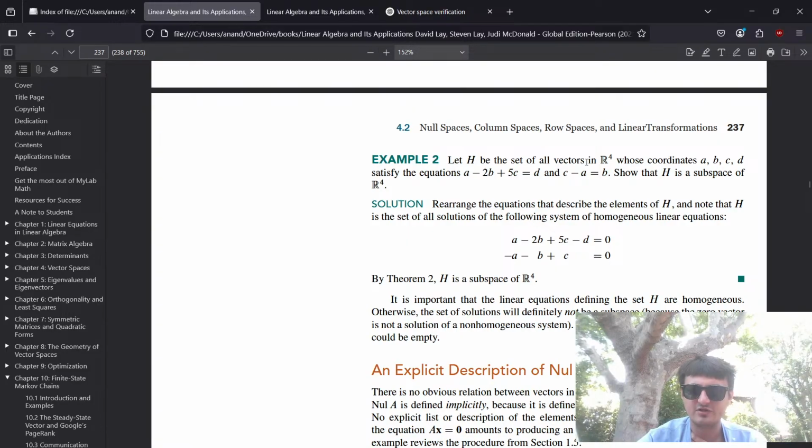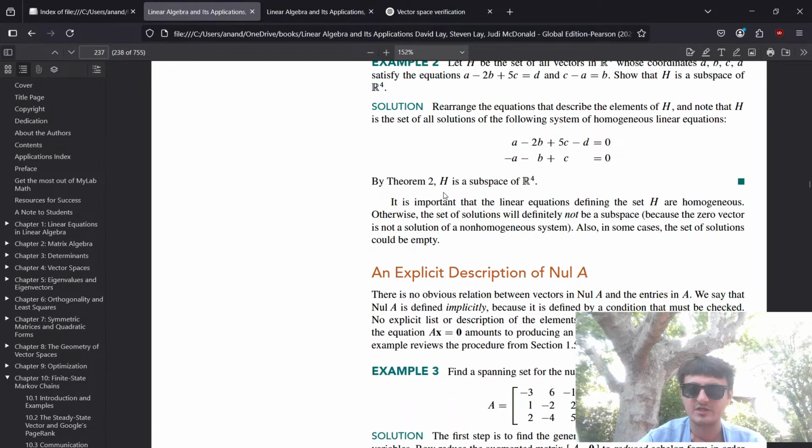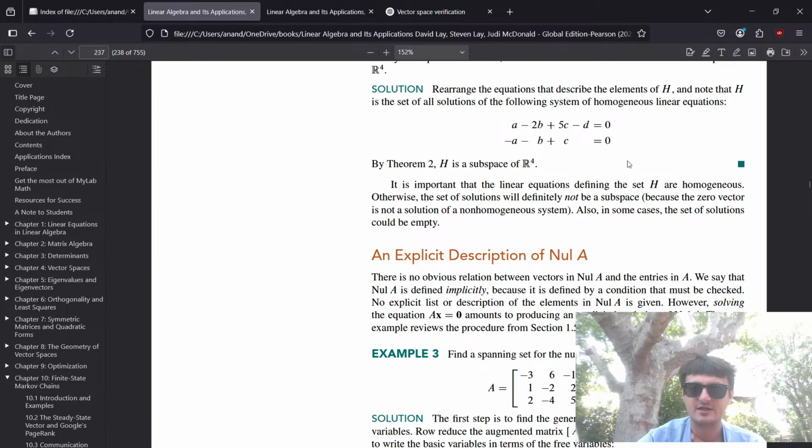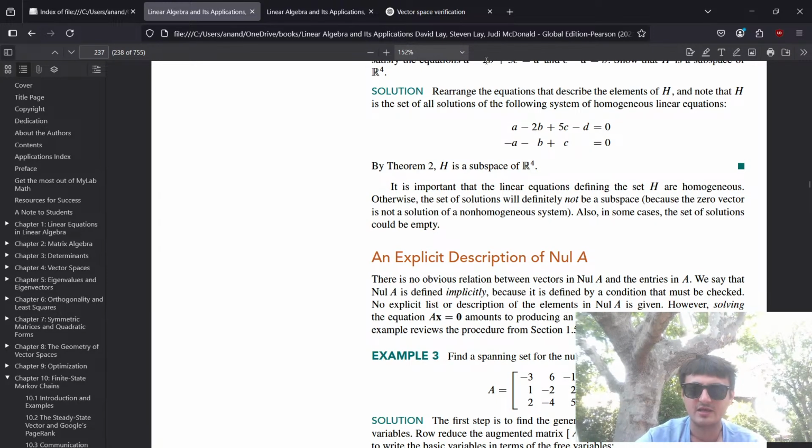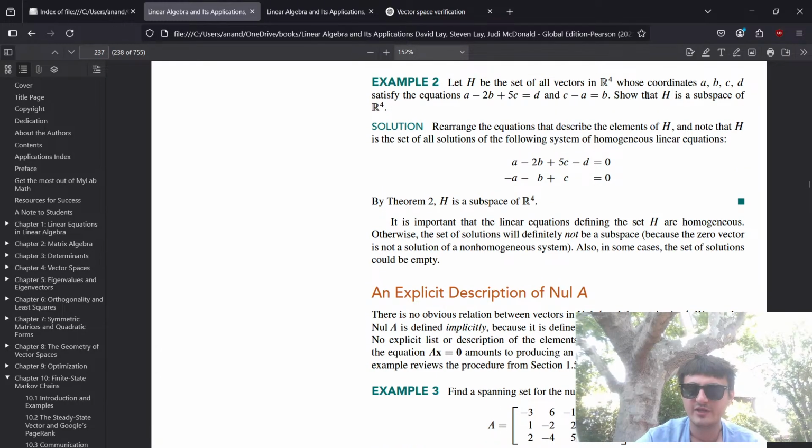Another example. Let H be the set of all vectors in R4 whose coordinates a, b, c, d satisfy the following equations. Show that H is a subspace. This is another just play around with the symbols type of thing. You just turn it into a homogeneous system. And since it is a homogeneous system, H is the null space.